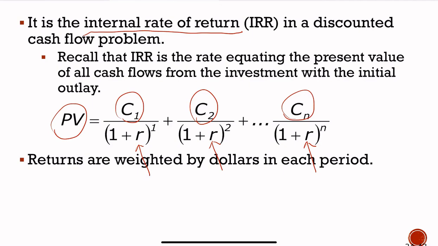And you can see that the returns are weighted by dollars in each period if you consider these, C1, C2 to Cn, as weights. Right? So essentially, because if you're calculating internal rate of return, this return is dollar weighted. It means that if the end period cash flow is larger, then the nth period return will have a larger effect on your calculation of the internal rate of return.